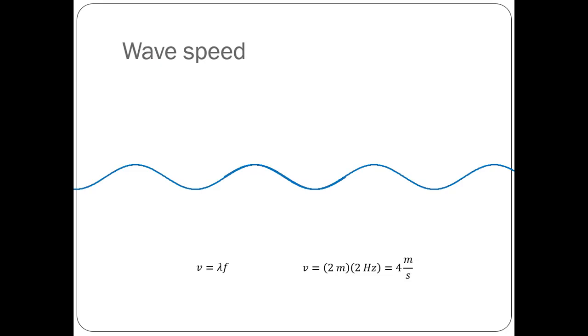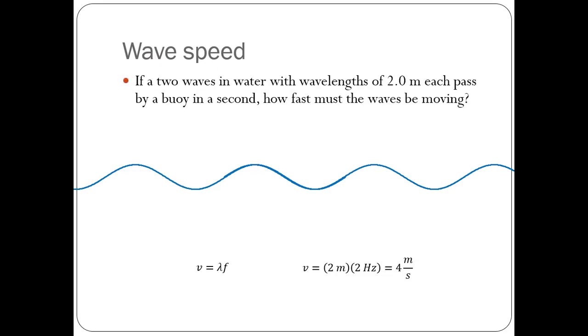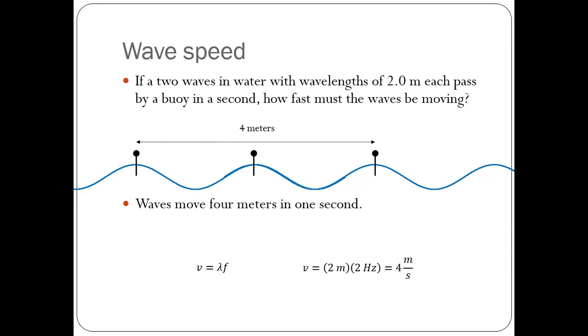So let's look at wave speed. If two waves in the water, with wavelengths of 2 meters, pass by a buoy in a second, how fast must the waves be moving? Well, the wave moves 4 meters in 1 second. Look at how the buoy is moving. The easiest way to calculate that would be wavelength times frequency gives you speed. And if we look at the units, meters times 1 over seconds gives you meters per second.